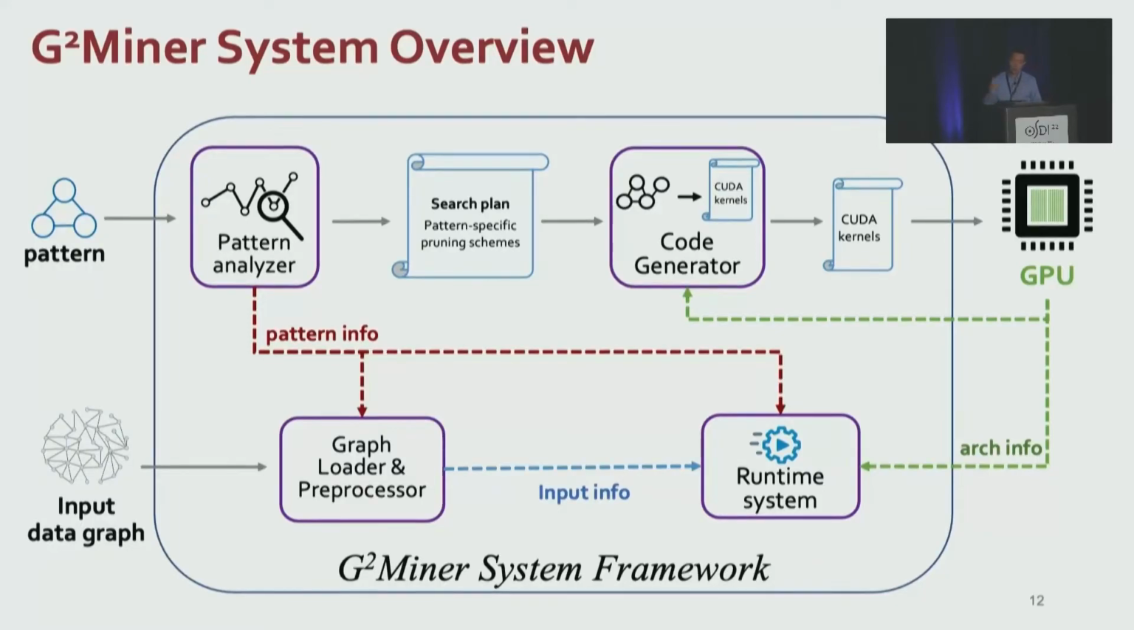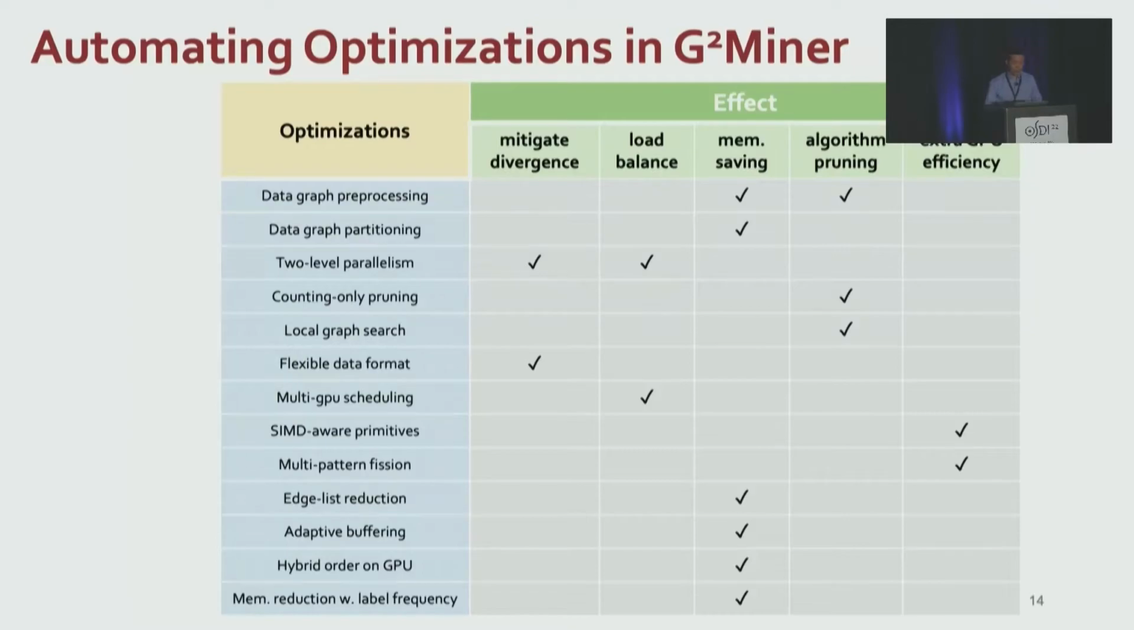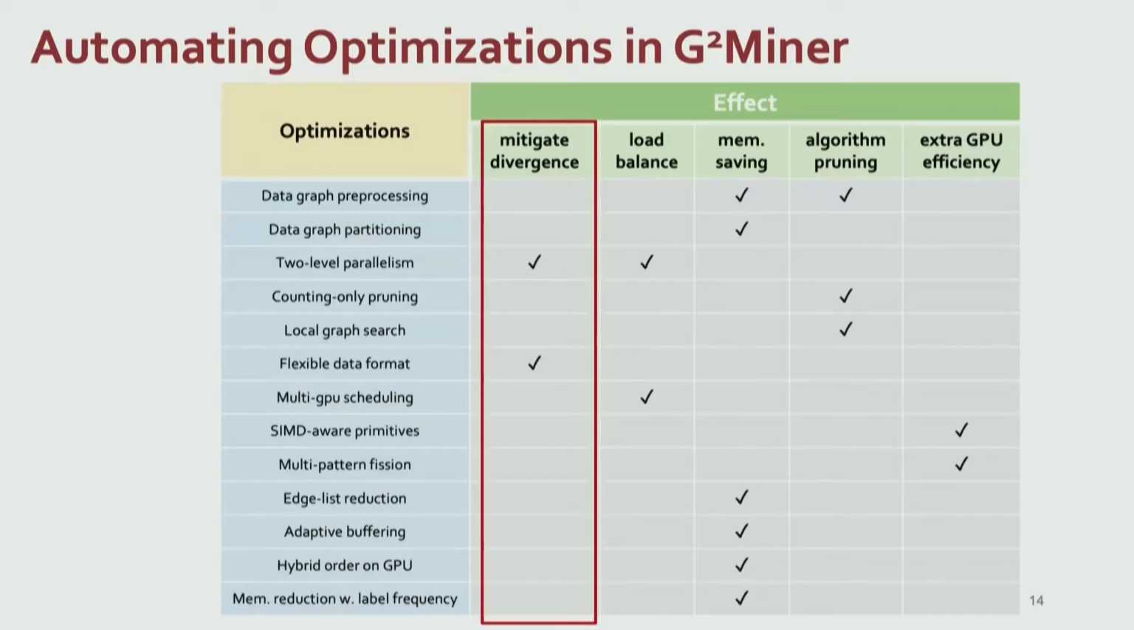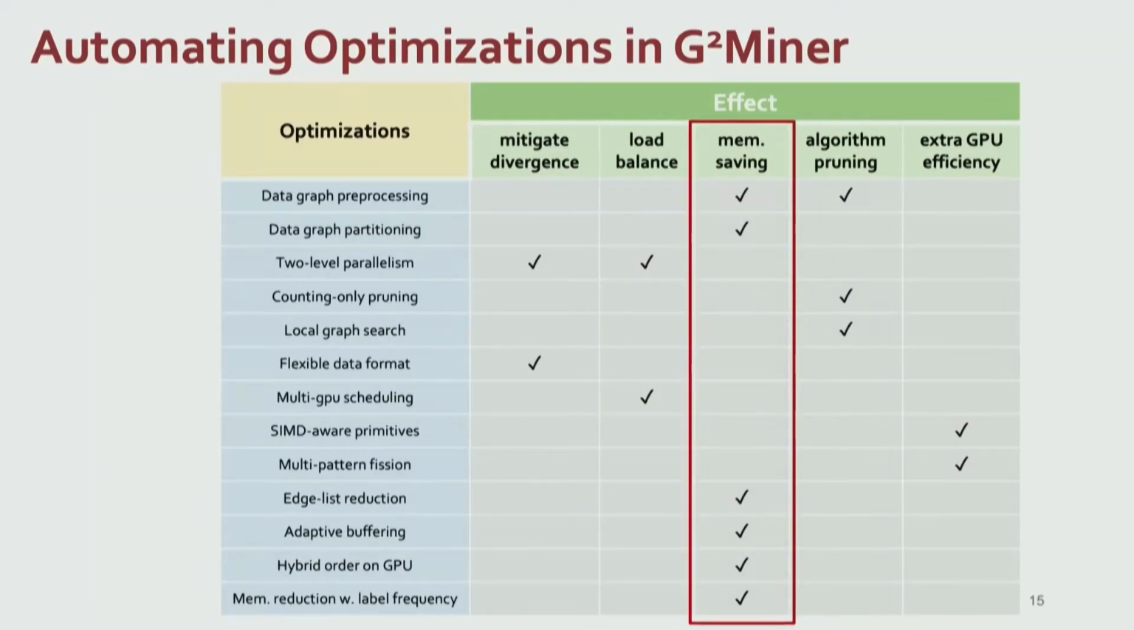In addition, the GPU architecture information is used by the code generator and the runtime. So we can generate GPU-aware code, and the runtime can enable GPU-specific optimizations. And by using all these 3 aspects of information, we can enable a lot of optimizations in our system, which are listed here. This table shows that these optimizations can have different effects on performance, such as mitigating divergence, improving load balance, and algorithm pruning. Some of these optimizations can also reduce the GPU memory consumption to enable larger data sets.